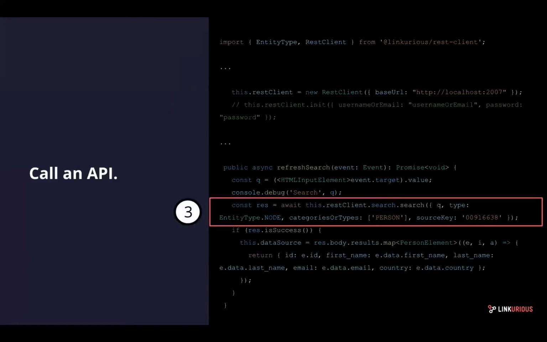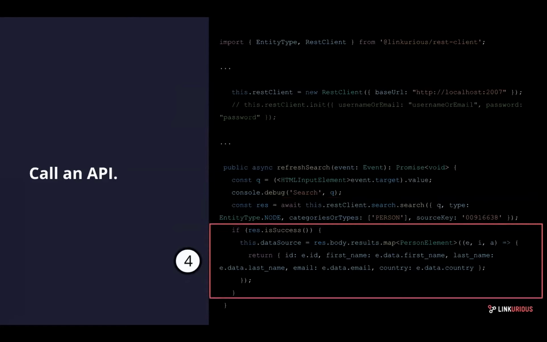The third step is to call the API. As we'll see later, I just used the search API and passed some basic parameters: the query itself, the fact that I was looking for a node category, in particular a person, and the source key I was working on. The last step is to manage the result. Typically, all our APIs return JSON format, and you can just parse the result and do everything that is needed in your application.